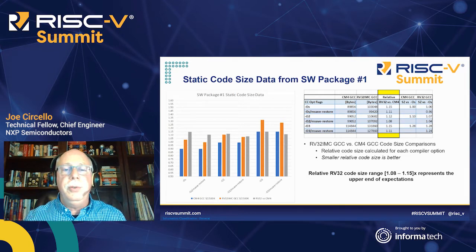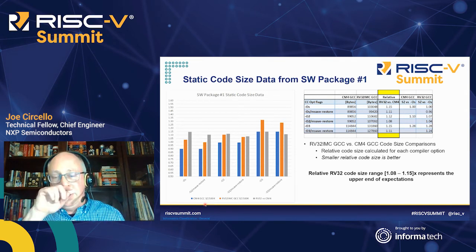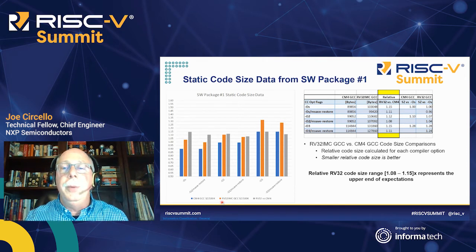Basically, there's two different versions of this data, the chart on the left and the table on the right. It's the same data, just presented differently, either graphically or in tabular form. If we look at the table here, what we can see is the rows represent different optimization levels for the compiler. Also, each optimization level has either the Msave Restore optimization included or not.